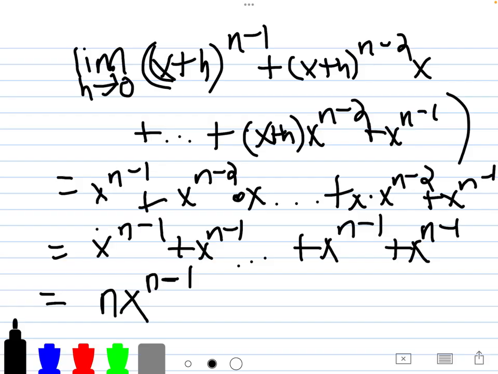And so using the definition of a derivative, we can prove that the slope at any given point in the function x to the power of n is going to equal n x to the power of n minus 1.